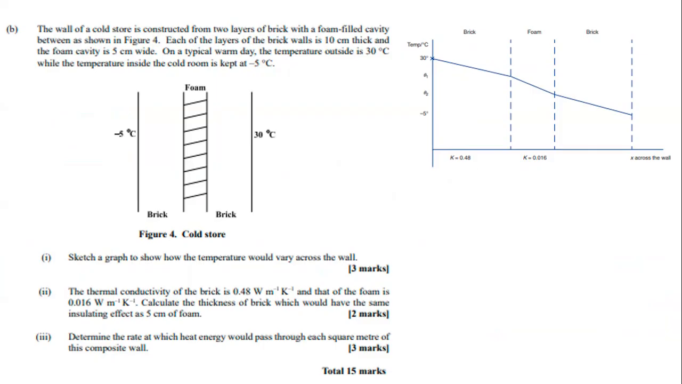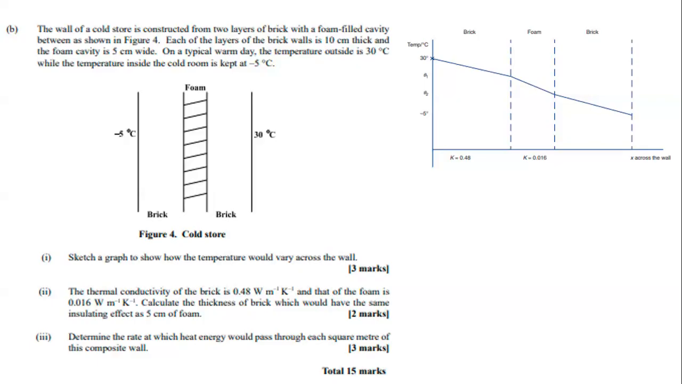It says each of the layers of the brick walls is 10 centimeters thick, and the foam cavity is 5 centimeters wide. It says on a typical warm day, the temperature outside is 30 degrees Celsius, while the temperature inside the cool room is kept at -5 degrees Celsius. It says sketch a graph to show how the temperature would vary across the wall.